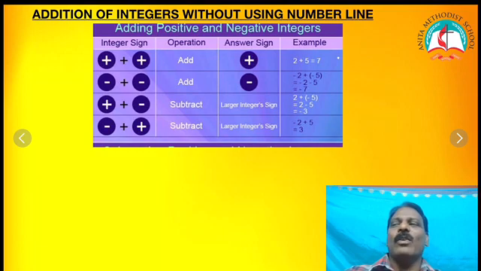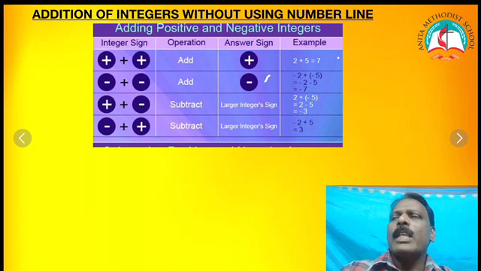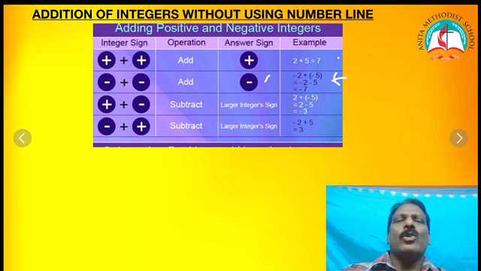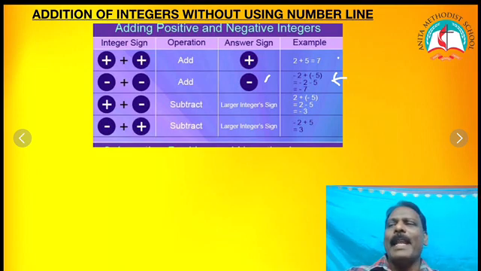Okay, children? Now, minus adding minus always gives minus. So see the example: minus 2 adding minus 5. What sign will come? Minus. 2 plus 5 is 7. The sign will be minus. So minus 7. Now see the different signs. Plus adding minus. What do you have to do?